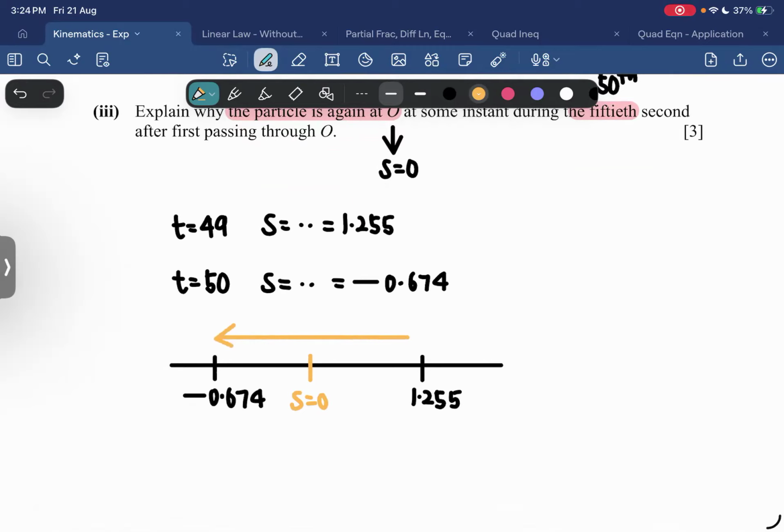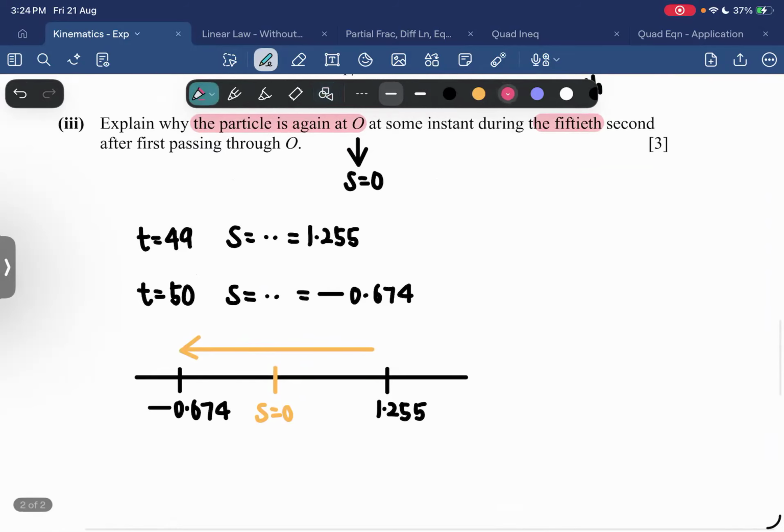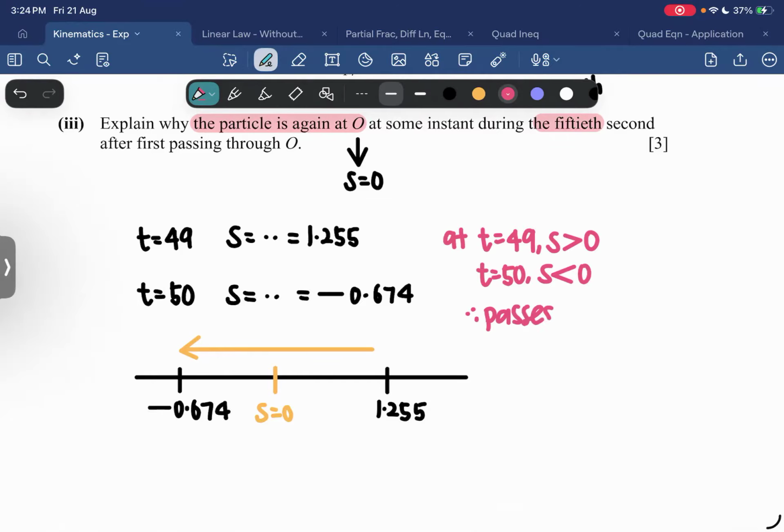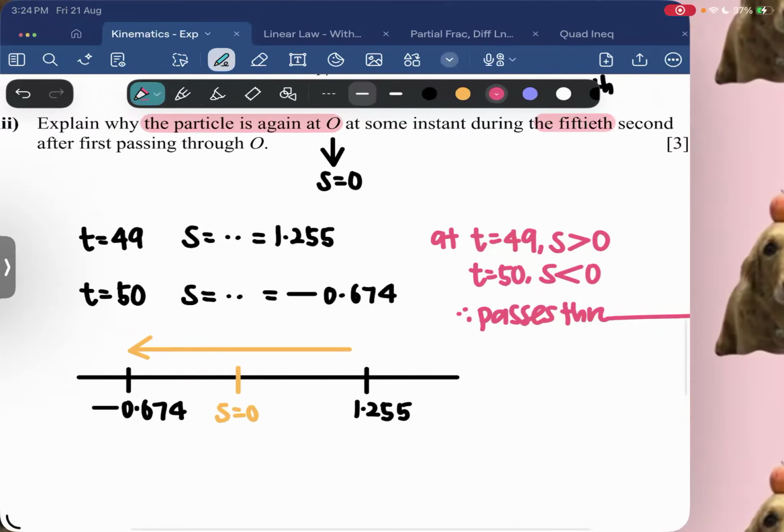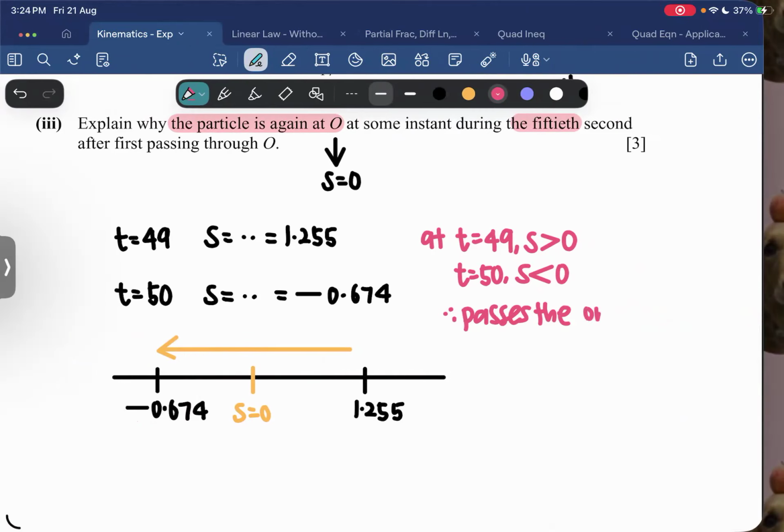This is good enough. So how do you explain? At t equals 49, s is positive. Then when t equals 50, s is negative. Therefore, the particle passes through the origin, passes O, at some instant during the 50th second. That's how you do this kind of question.